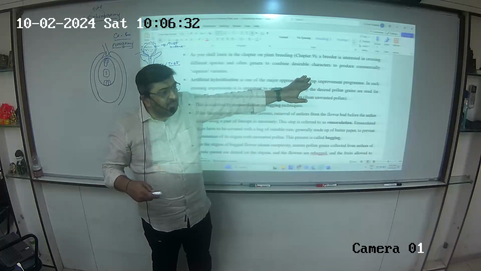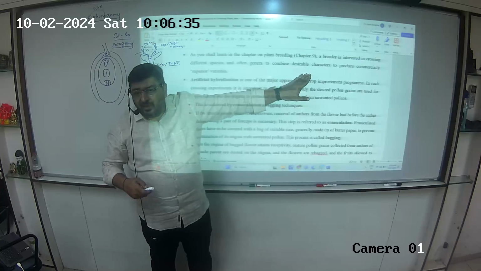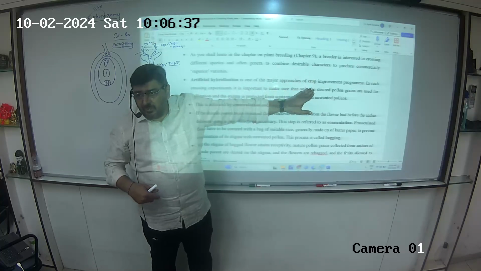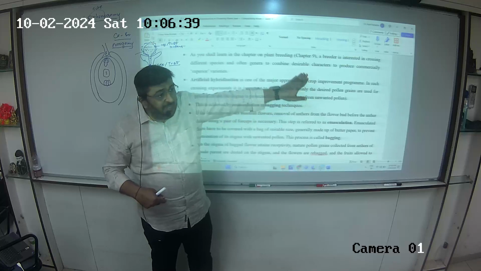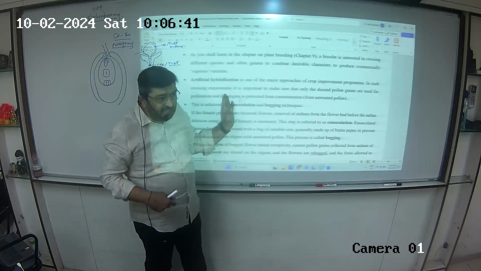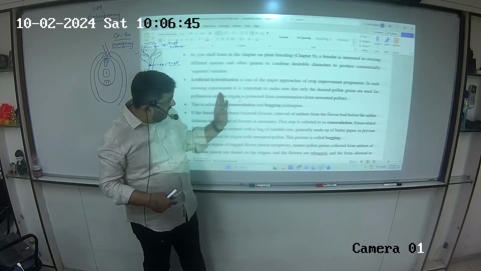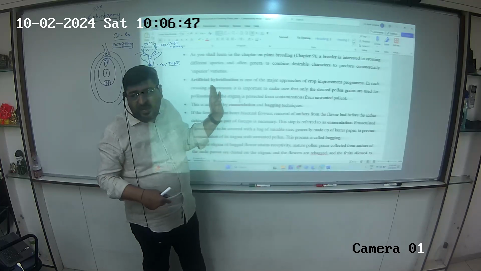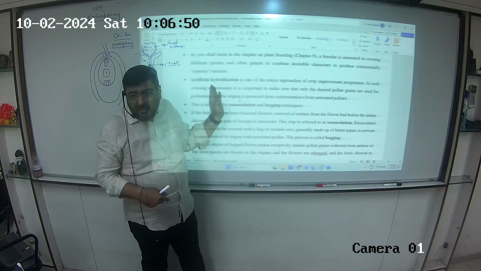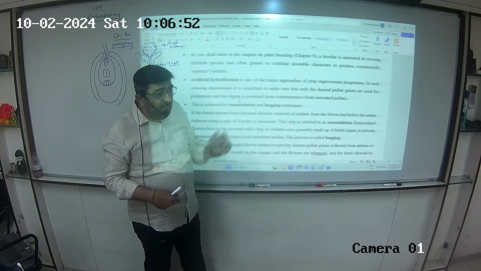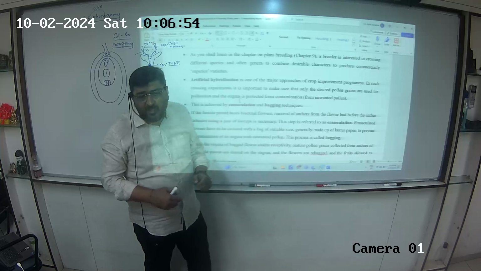Government institutes like IARI, Indian Agricultural Research Institute, are all government institutes. They are the ones who create these superior varieties. Okay? So they have just given a small note on artificial hybridization. I'll tell you why this note is important and what mistakes students make here.